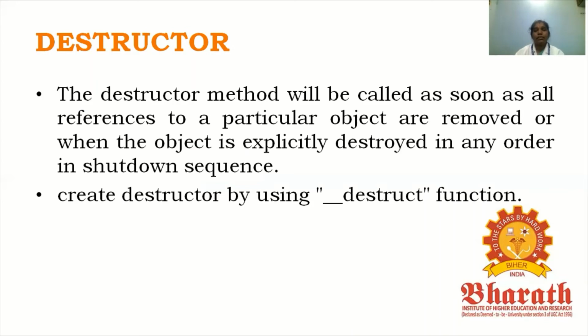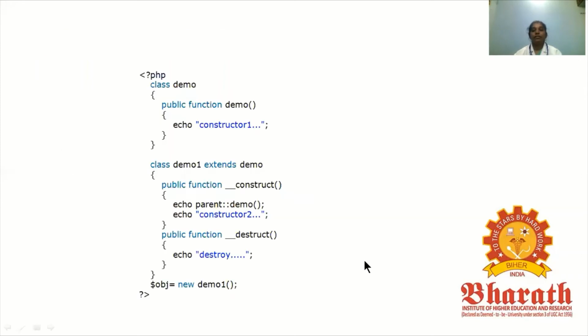And the destructor method is very important. It removes all the references. The destructor method is called as soon as all the references to the particular object are removed, or when the object is explicitly destroyed in any order. When you call the destructor, it automatically removes all the references. The underscore underscore destruct function keyword is used.